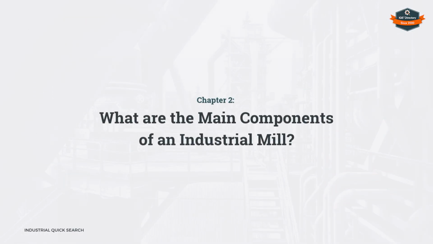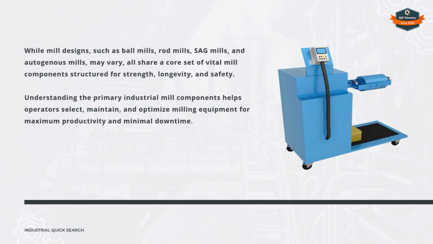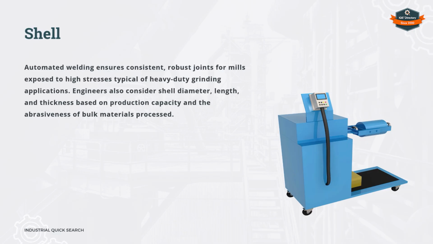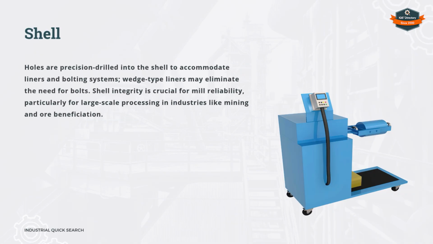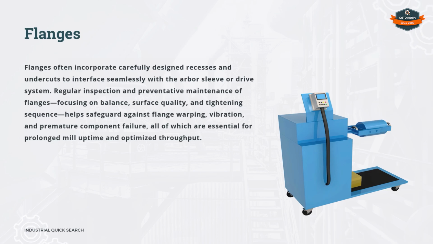Chapter 2. What are the main components of an industrial mill? Shell. Flanges. Shell liners.